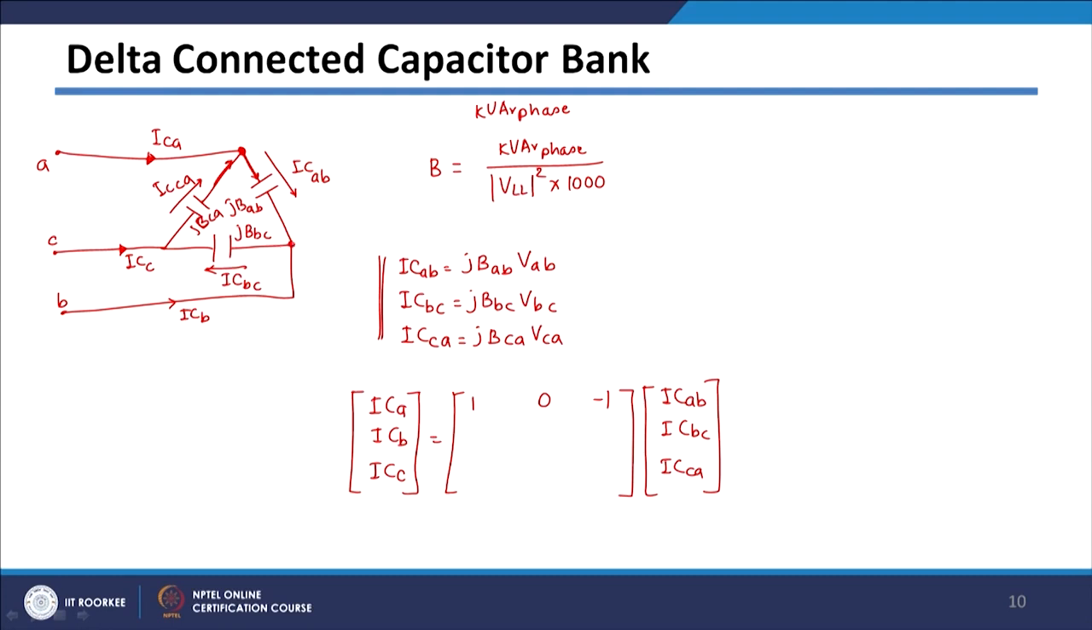If you apply KCL at this point, this current will be equal to this current which is going out minus this current. So, it will be minus 1, 1, 0. If you apply KCL at this point, this current is going in this direction and this current is coming like this. So, it will be 0, minus 1 and 1. So, we can get this conversion matrix and calculate line currents, which can be used in load flow studies.